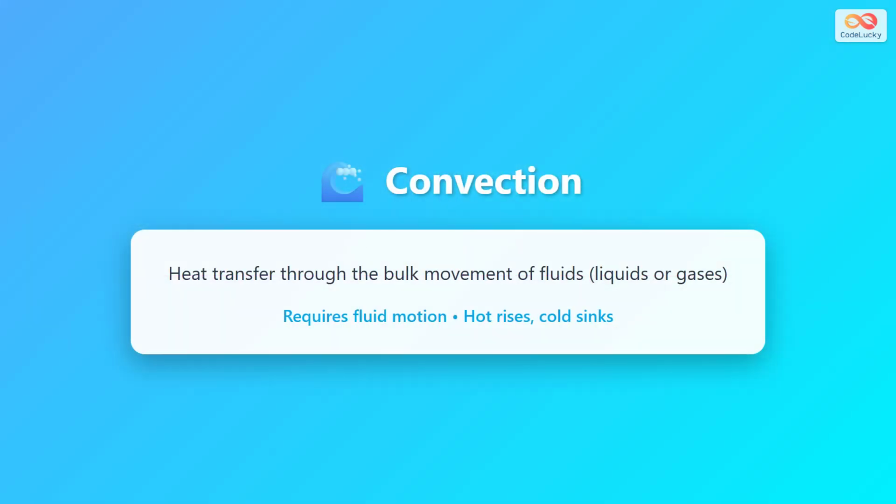Convection is the process of heat transfer through the bulk movement of fluids, which include both liquids and gases. Unlike conduction, convection involves the actual physical motion of the fluid itself. When a fluid is heated, it becomes less dense and rises upward. The cooler, denser fluid then sinks downward to replace it, creating a circular motion called a convection current. This continuous cycle effectively transfers heat from warmer regions to cooler regions. Convection requires the presence of a fluid and cannot occur in solids.